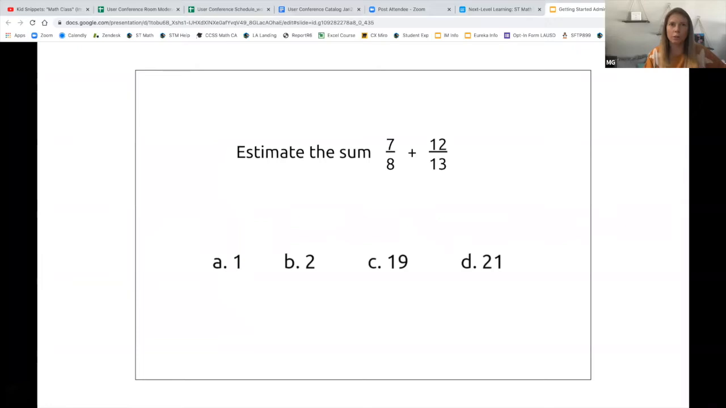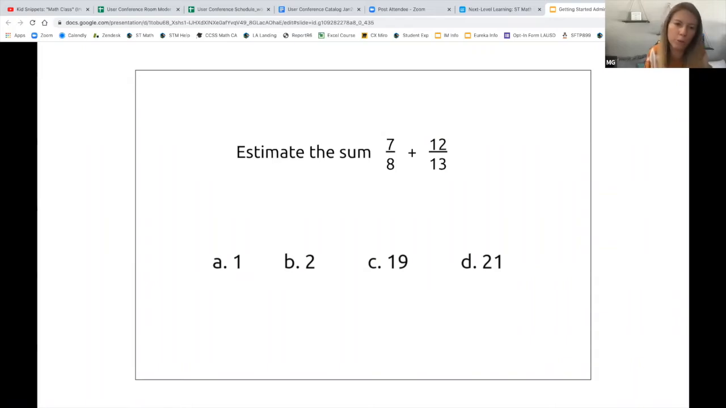Okay, so when it comes to spatial temporal math, I want us to take an example like this. Estimate the sum 7/8 plus 12/13. You've probably seen this question in a textbook somewhere along the way or something very similar to it. My question for you is this, drop it in the chat, A, B, C, or D. What did most students across the nation answer to this question when given this on a state assessment? A, B, C, or D. What did most students, not your students, I know your students would get it right, but what did most students answer this question? A, B, C, or D?